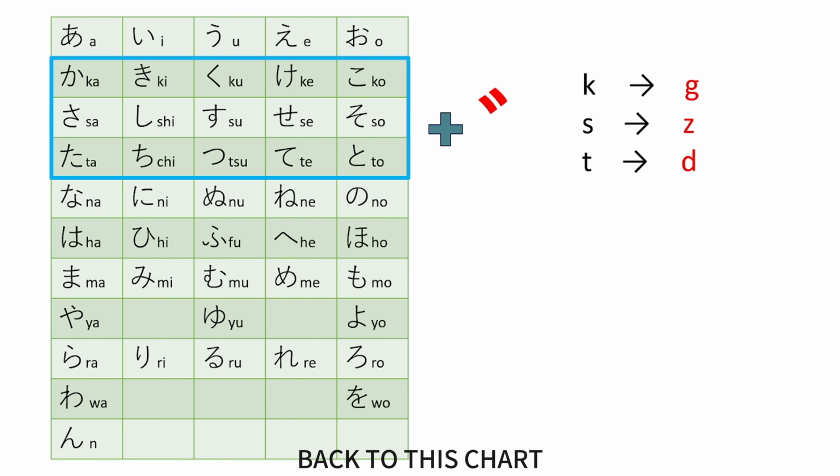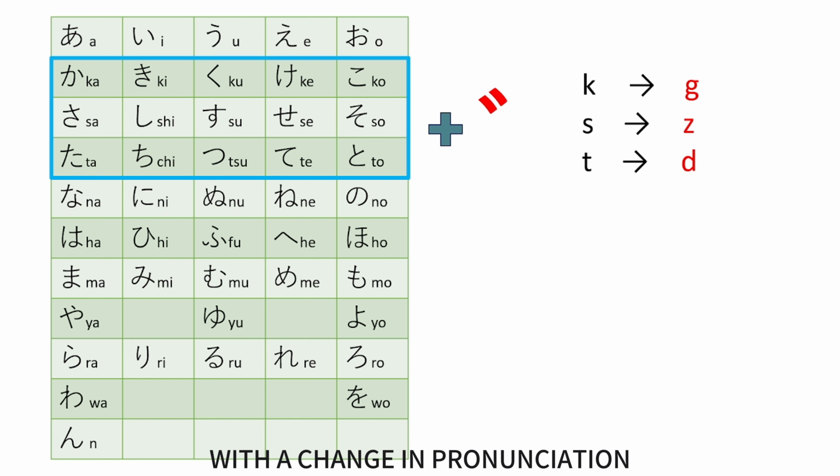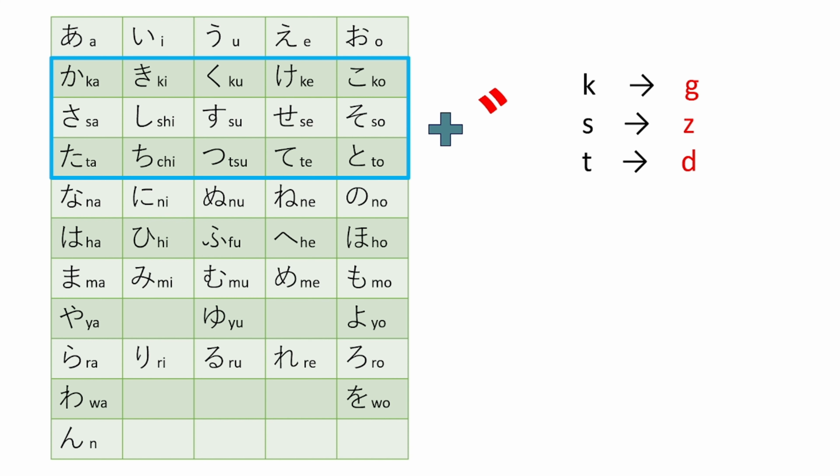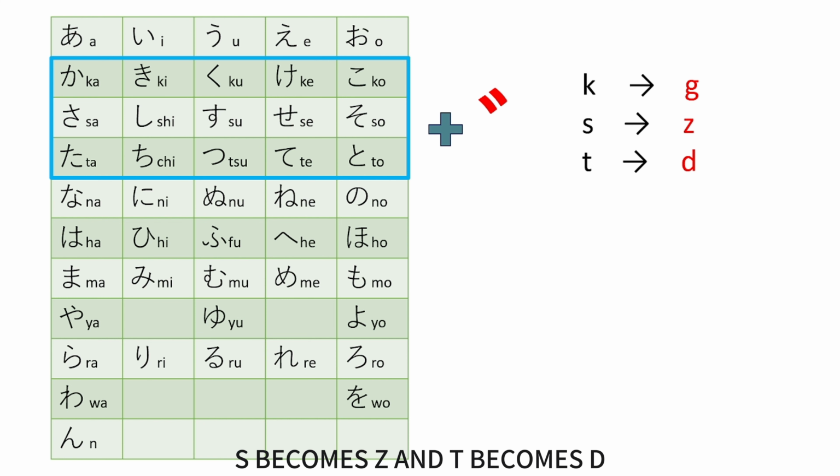Back to this chart. These three rows of hiragana actually have a 2.0 version. Just add 2 dots on the top right of the hiragana and they will become new hiragana with a change in pronunciation. So K becomes G, S becomes Z, and T becomes D.